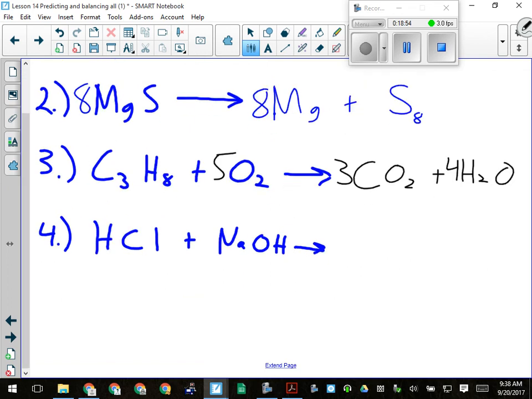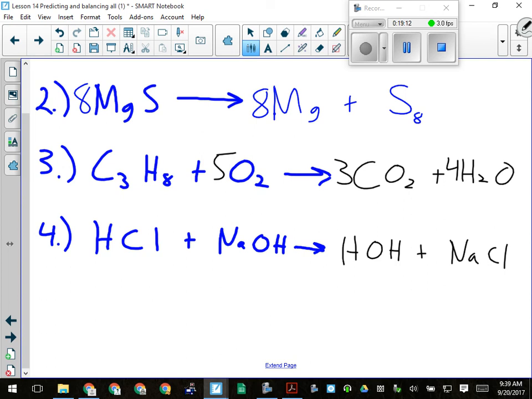Okay, let's look at the last one. Let's look at number 4 here. All right, so we got HCl reacting with NaOH. So we got 2 ionic compounds, so this is a double replacement reaction. Both metals get new partners. That means hydrogen ends up with hydroxide and sodium ends up with chlorine.